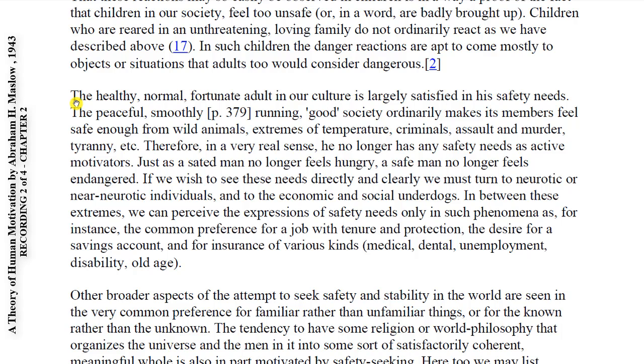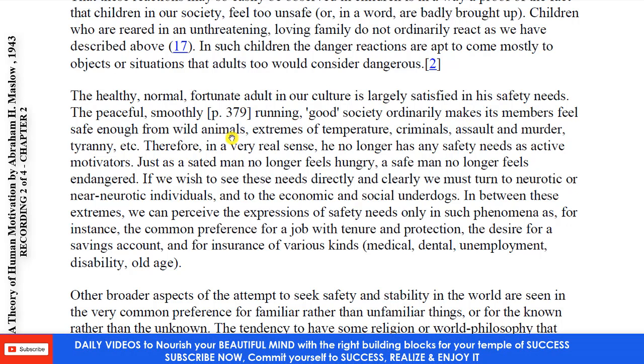But these and similar situations come up by the score in the child's ordinary day-to-day living and may be observed. There's no reason why those stimuli should not be used with, for example, young chimpanzees. End note. The healthy, normal, fortunate child in our culture is largely satisfied in his safety needs. The peaceful, smoothly running, good society ordinarily makes its members feel safe enough from wild animals, extremes of temperature, criminals, assaults and murder, tyranny, etc.